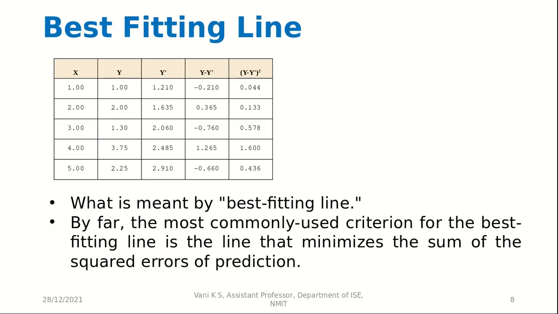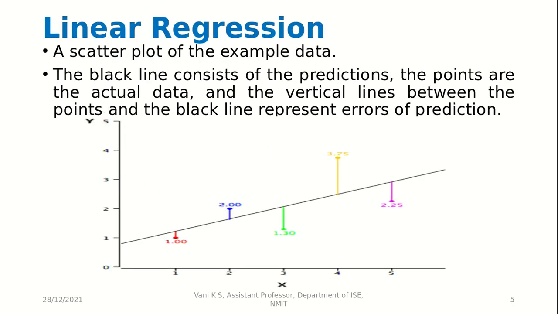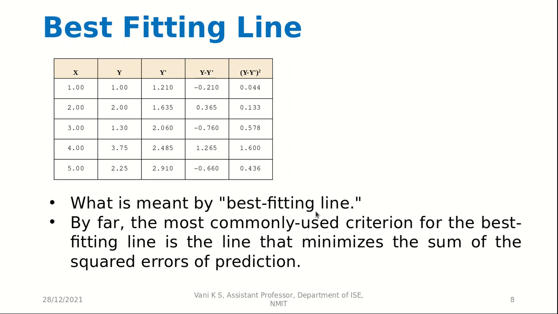Now what is the best fitting line? The most commonly used criterion for the best fitting line is the line that minimizes the sum of squared errors of prediction. So in this case, this is the best fitting line. We can say that because when we take the sum of squares of the errors, then using this line, the sum is minimum. So the best fitting line is the line which minimizes the sum of squared errors of prediction.